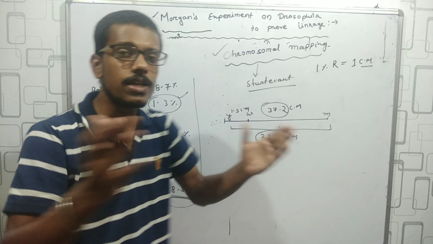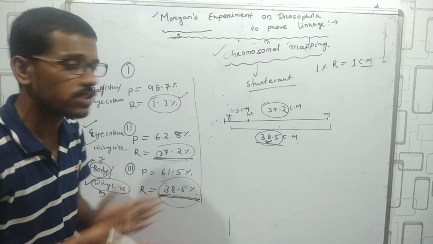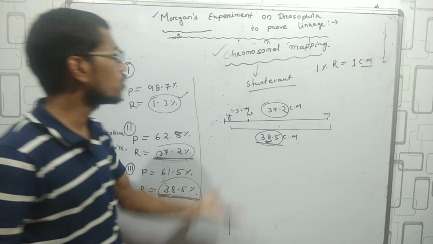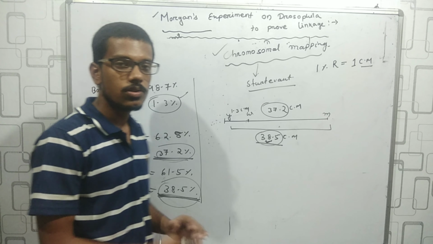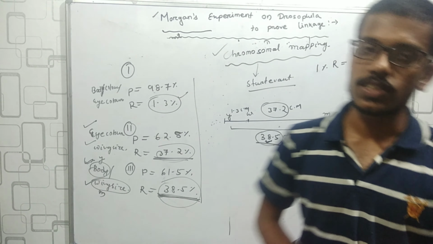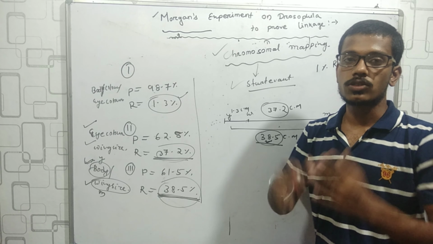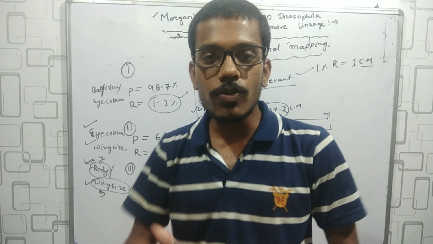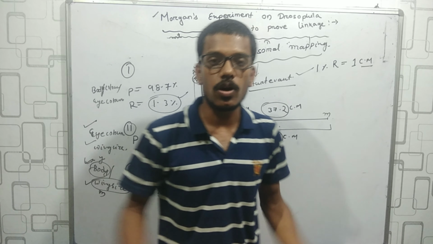So this is the chromosomal mapping concept. If we know the recombination percentage, then we can position the genes. We can know the gene position. This is about the chromosomal mapping concept, and this concept was given by Sturtevant, the student of Morgan. Hope you understand this clearly. In the upcoming class, we will discuss other concepts of linkage.